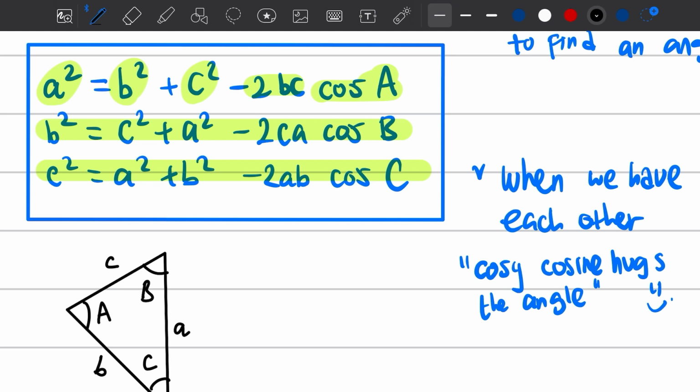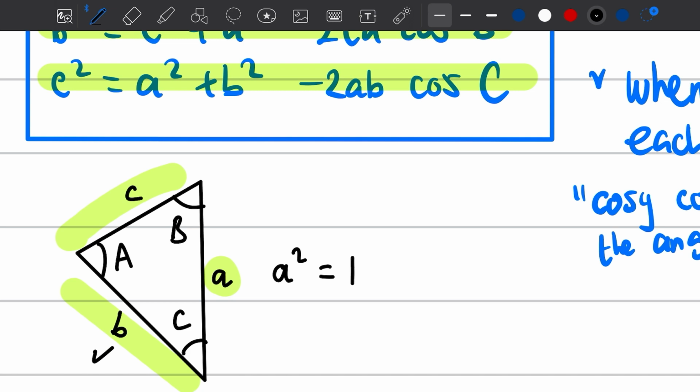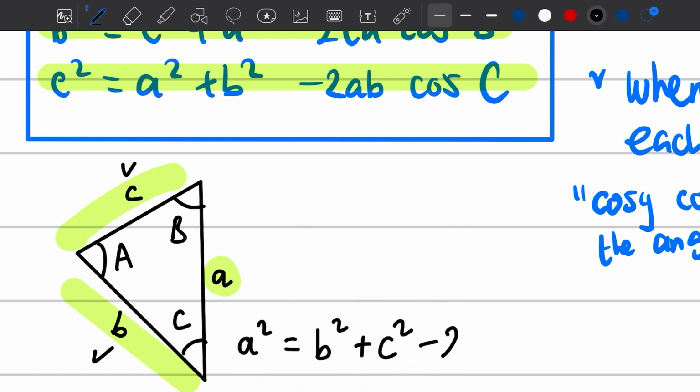Now, this is how we use the cosine rule. Let's say I want to find a, and I know b and c here. So we write a squared, the one that we want to find, squared, equals the second side squared plus the third side squared. Minus 2 times the second side, the third side. And then put cosine of the angle that is opposite to a, which is A. So cosine A.